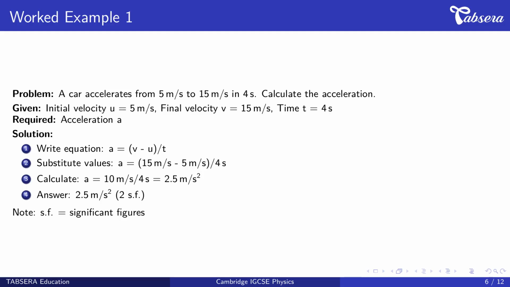Step 1, write the equation. We use the acceleration formula, which is a equals v minus u divided by t, where each variable represents the quantities we defined. Step 2, substitute the values. We write a equals 15 meters per second minus 5 meters per second, all divided by 4 seconds. Step 3, calculate. 15 minus 5 equals 10 meters per second, divided by 4 seconds gives 2.5 meters per second squared. Step 4, state the answer. The result is 2.5 meters per second squared to two significant figures, with units of meters per second squared.